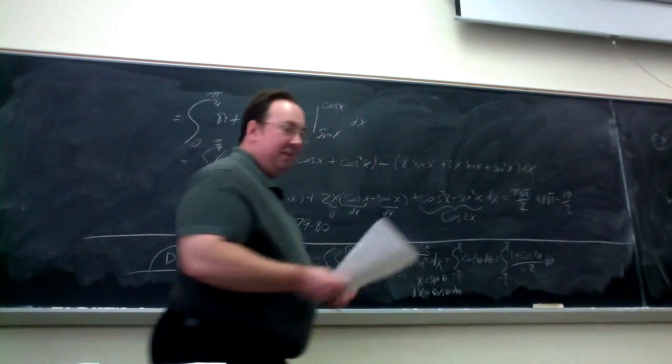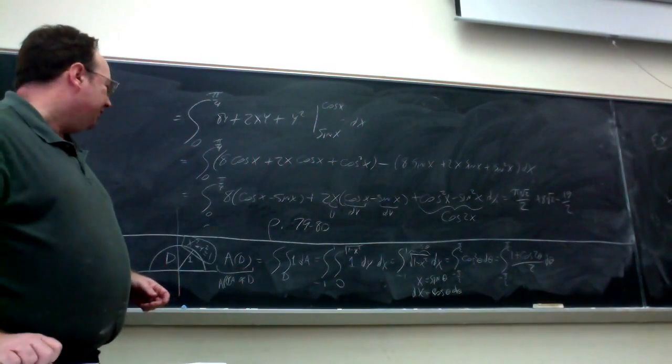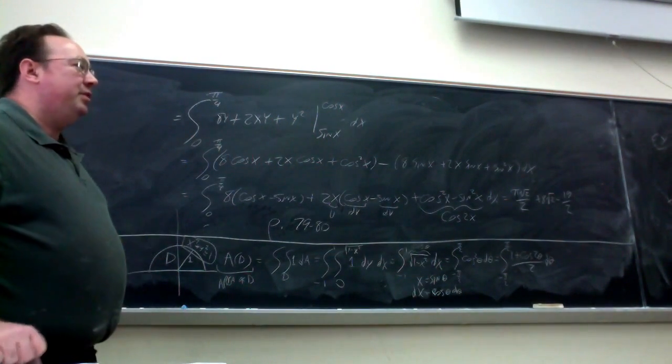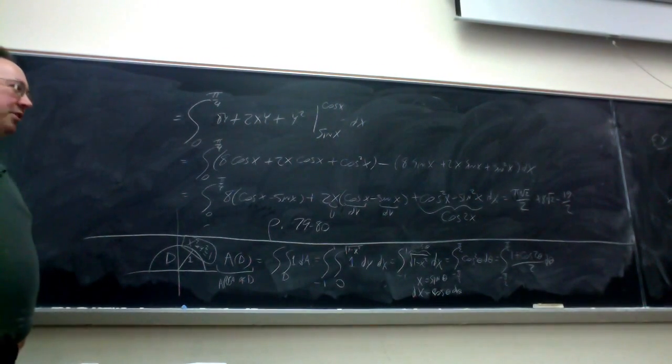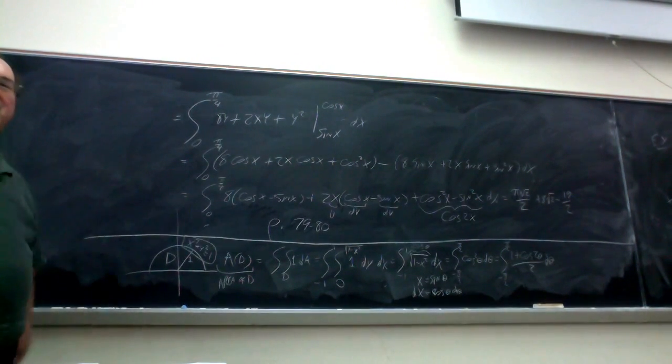But the thing is, for a simple shape like this, the top half of a unit circle, you can get the area by other means. So I bet someone could tell me what the area is without looking at any of this. Because we all know the area of a circle, don't we?